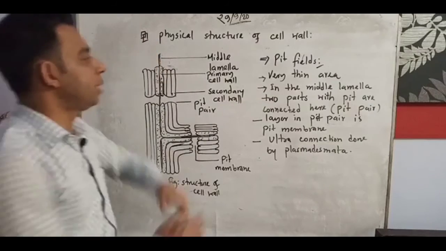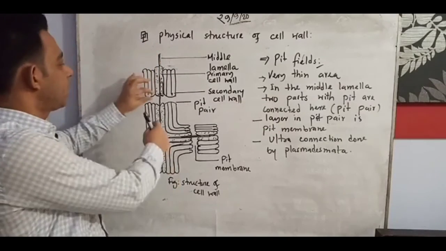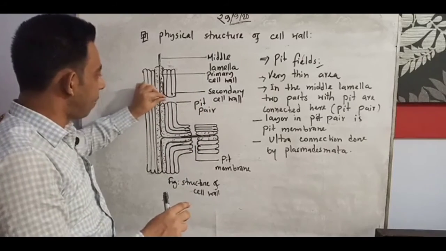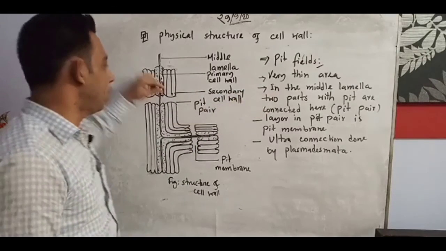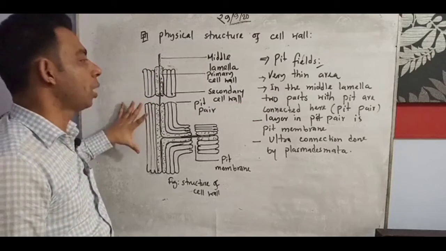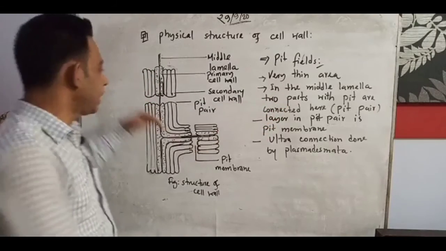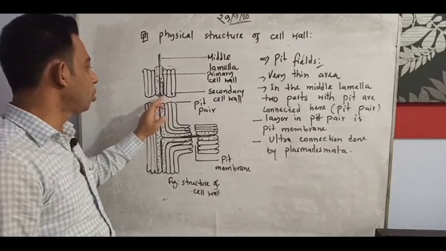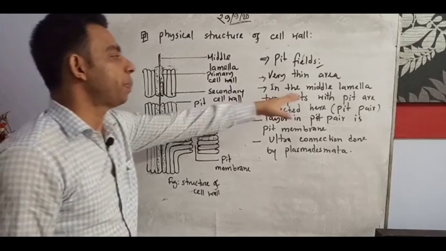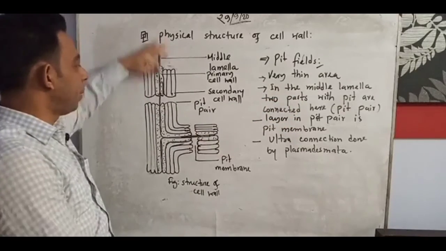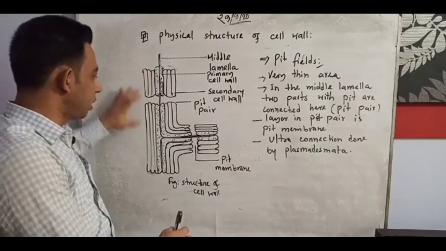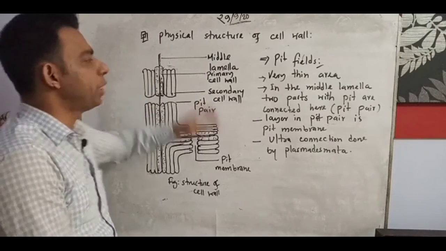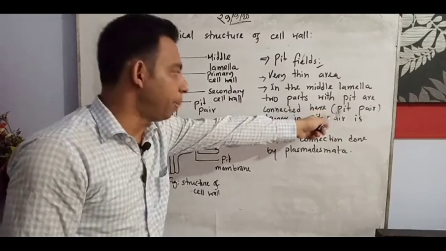Look at here, in the middle lamella, two parts with pits. A pit is actually the hollow part in between the layering, and this is the gap. You see the pit in the middle lamella, this part and this other part with the pits are connected here. This is called the pit pair, this one and this one, the two pits. So it is called the pit pair. In the middle lamella, two cellular parts with pits are connected to each other. I have written there the pit pair.